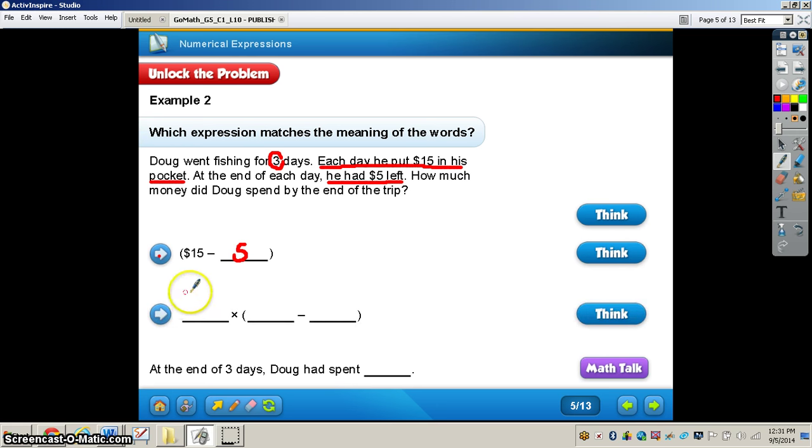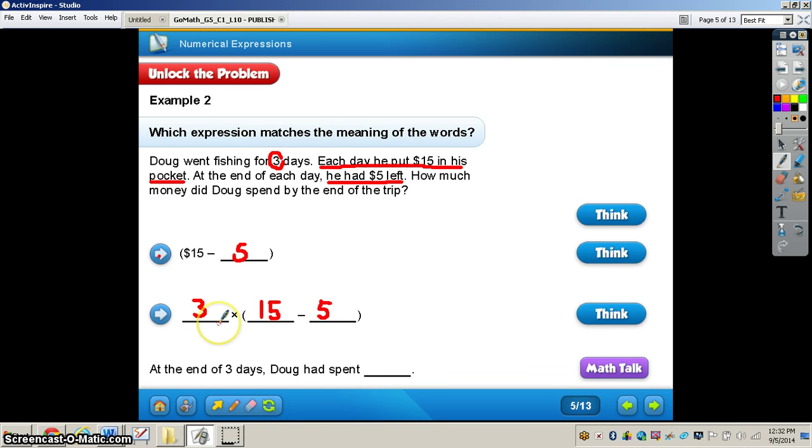And then as far as thinking through this, think about what expression can you write to show how much money Doug spends in 3 days. Okay, so we have our how much he spends in 1 day, 15 minus 5. And it's 3 days, so since it's 3 days, we're going to multiply how much he spends in 1 day by 3.